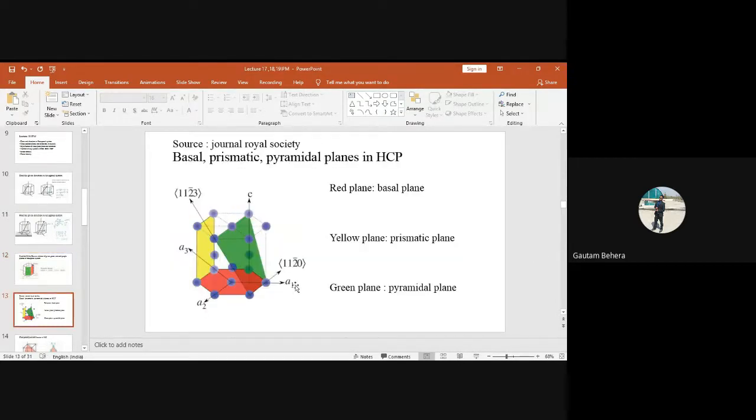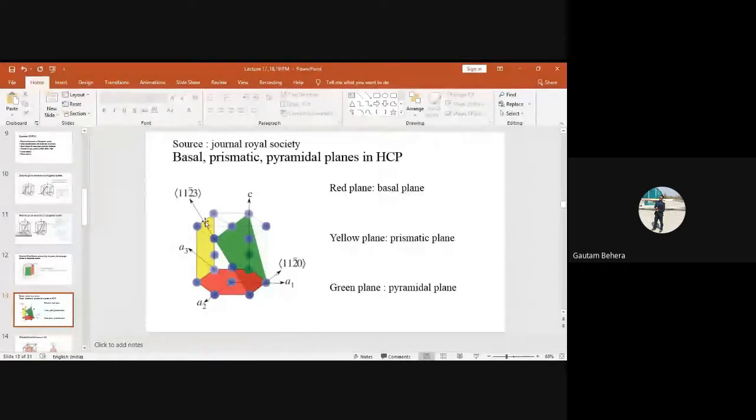Now, in a hexagonal crystal system, like hexagonal close packed crystal structures, we have three planes basically. This is the red plane, this is the green plane, and this is the yellow plane. All the planes are given different colors. This red plane is called the basal plane, already written over here. This yellow plane is called the prismatic plane, which I have shown you just before. And this green plane is called the pyramidal plane. So we have basal planes: this bottom plane and this top plane are basal planes, and they are parallel.